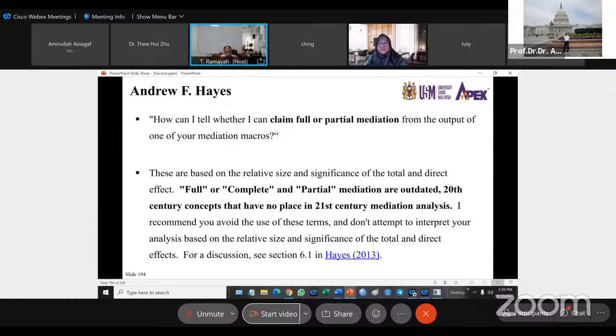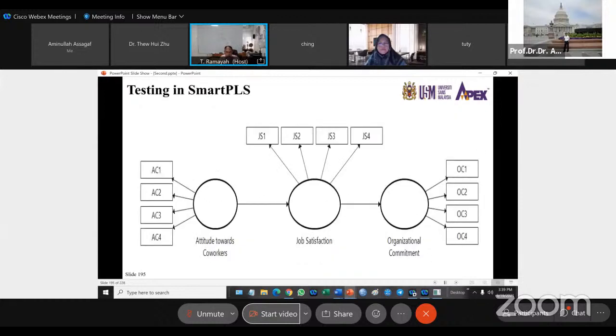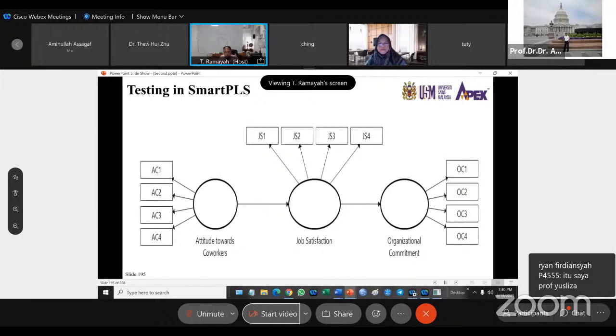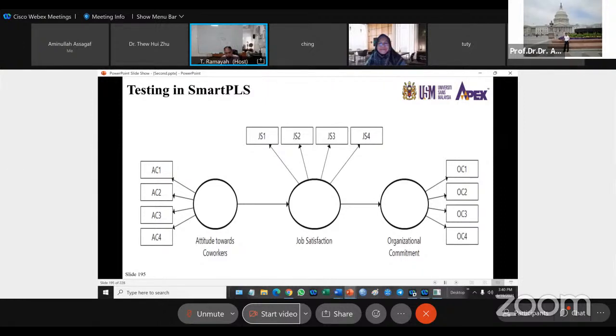So for testing mediation in Smart PLS, it is now quite straightforward because they have already introduced a method for testing the indirect effect, which is specific indirect effect. So we will run the model like this. If you still want to draw an arrow from independent to dependent, you can still do that. But I normally don't draw that. I only draw from here to here, and the third one, which is the mediation.